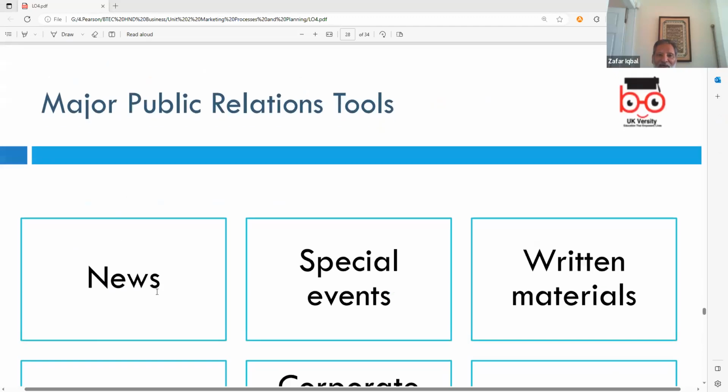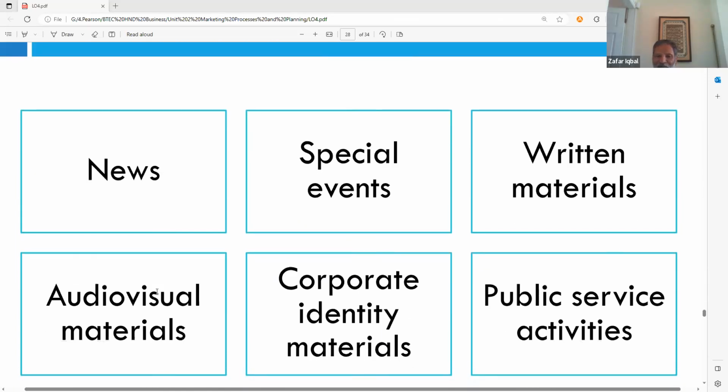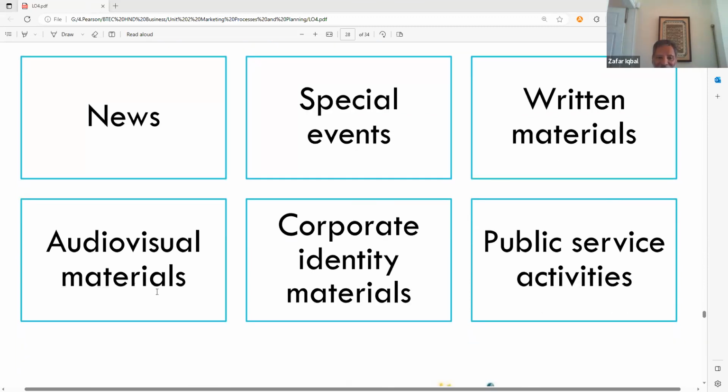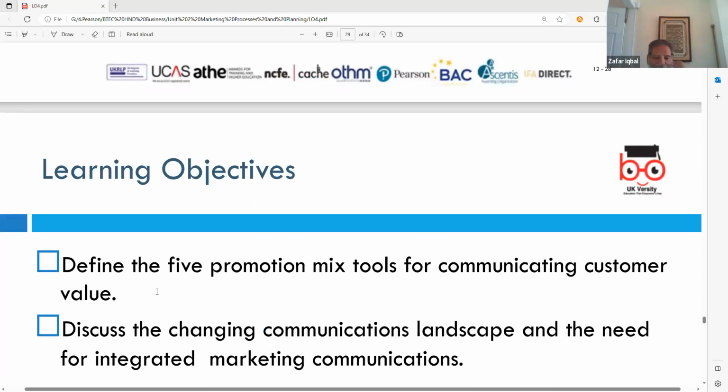Okay, how can we create news, or how can we create public relations? We can use tools like news, special events, for example, or written materials, or audio-visual materials, or corporate identity materials, or public service activities, or press conferences, or the like. So it creates an image. Okay, so you can use that in your marketing to build up a marketing image and so on.